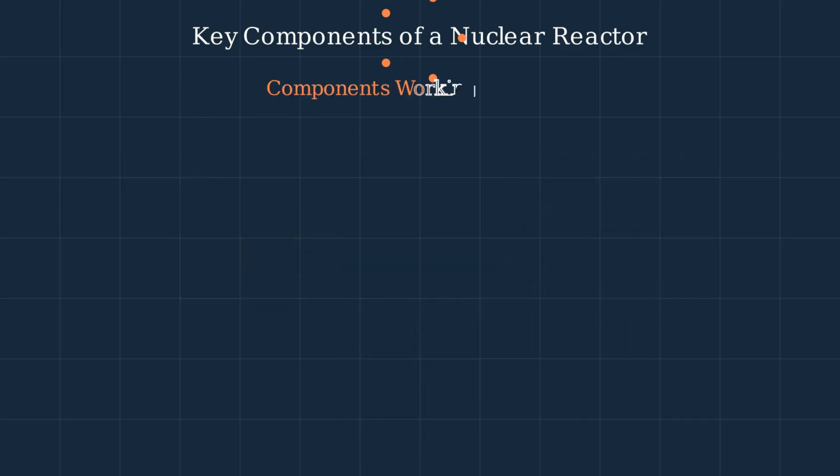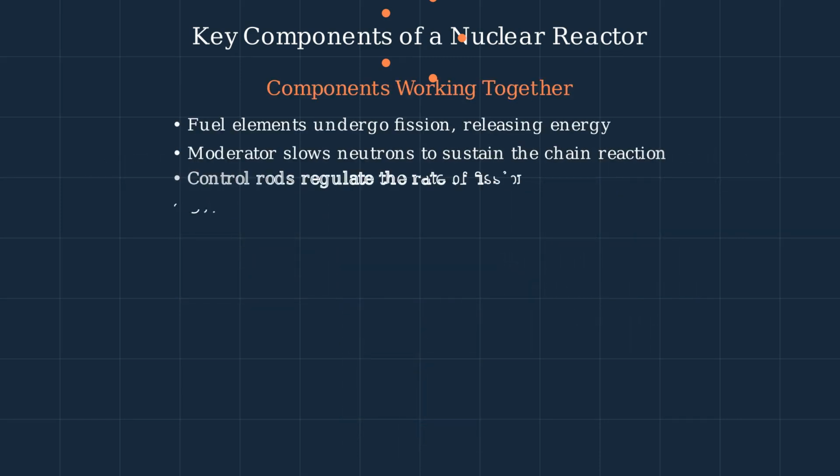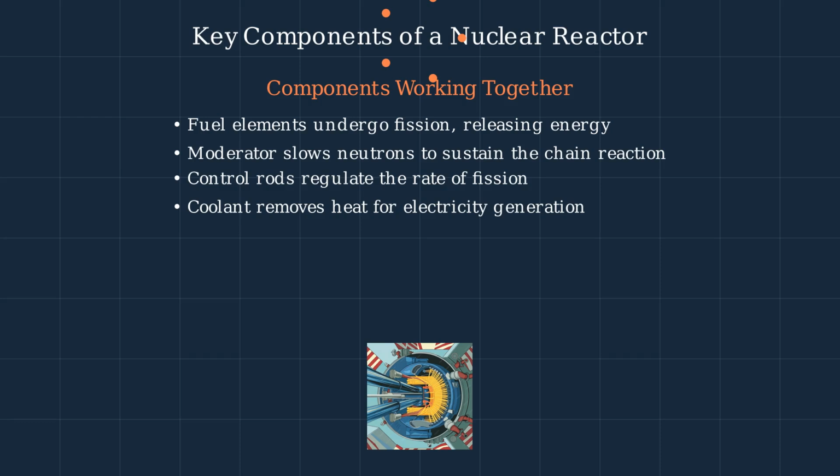These components work in harmony to create a controlled, efficient nuclear reaction. Fuel elements provide the energy source, the moderator facilitates the chain reaction, control rods maintain safety and regulate output, and the coolant transfers heat for electricity generation.